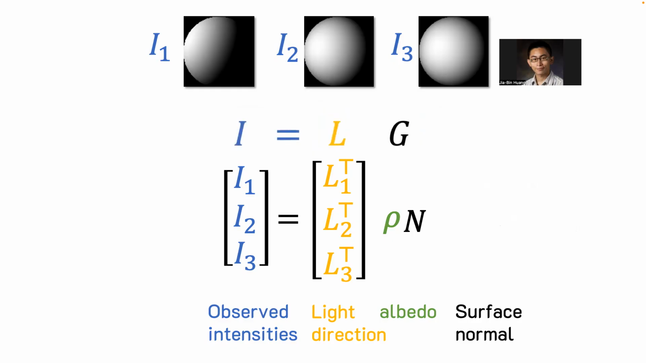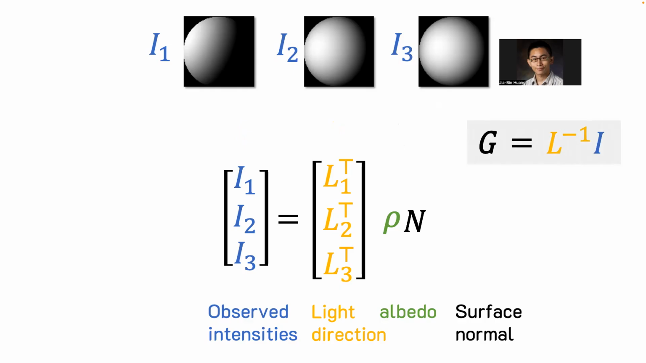All right. So let's see how we can solve this. Let's call this vector I, and this L is a 3x3 matrix. It's a big L, and let's group this rho and n together. So let's call it G. Then you can solve for G, right? So you have a linear system of equations. Then you can solve for G by taking the inverse of this matrix. Okay, so you get G.